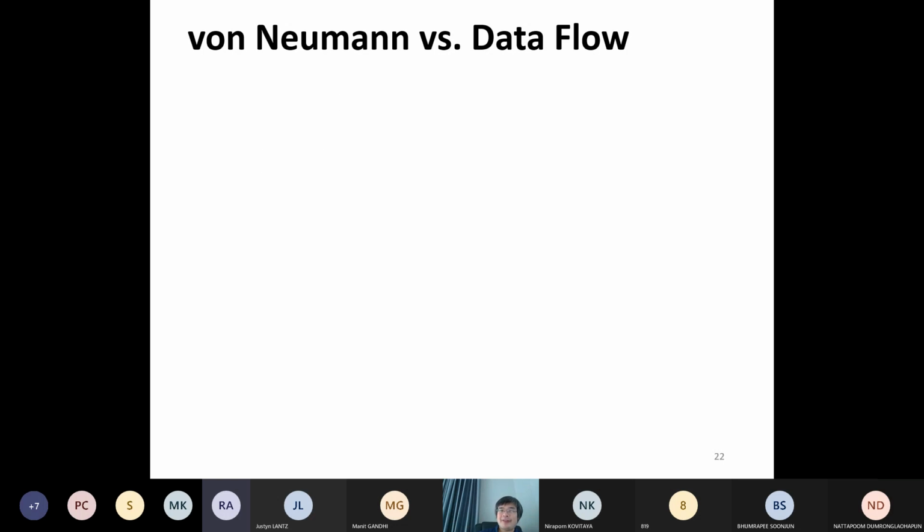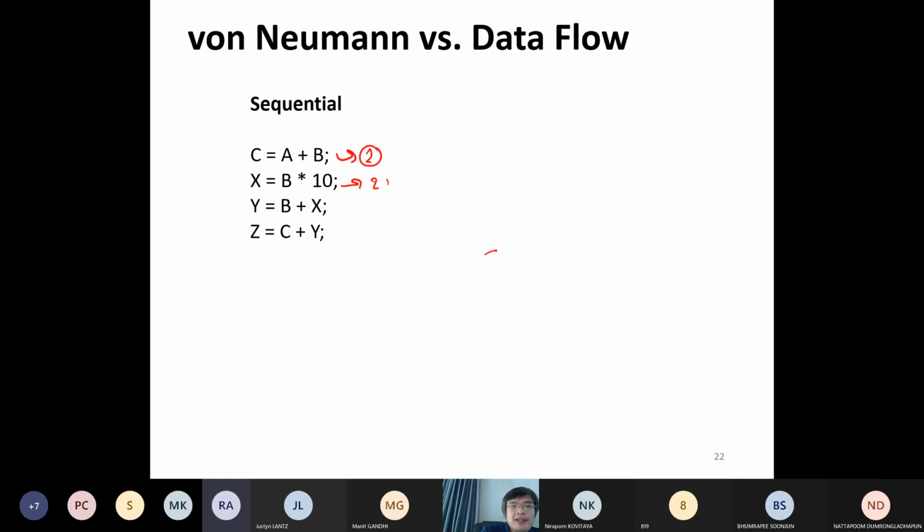So here's the comparison. Sequential von Neumann, the one on the left side: I will run this first, this second, this third, and then the last line. Anything clear so far? You first run a plus b, then b multiplied by 10, then b plus x, and then c plus y. Any questions so far? That's the von Neumann model, the program that you are familiar with so far. Python, C, and Java are written this way.